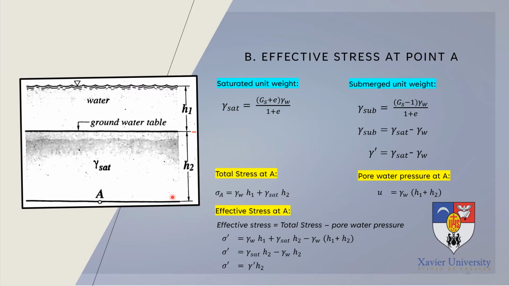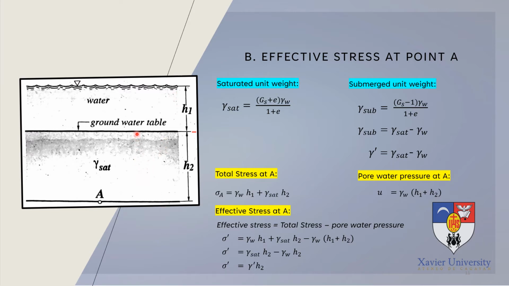So for our pore water pressure, because water is above here, it covers H1 and H2. So basically that is saying all throughout this layer, water is present from the top of H1 until our point A. That makes our pore water pressure equal to the unit weight of water times H1 plus H2, which is the total height of the water present in this soil profile.